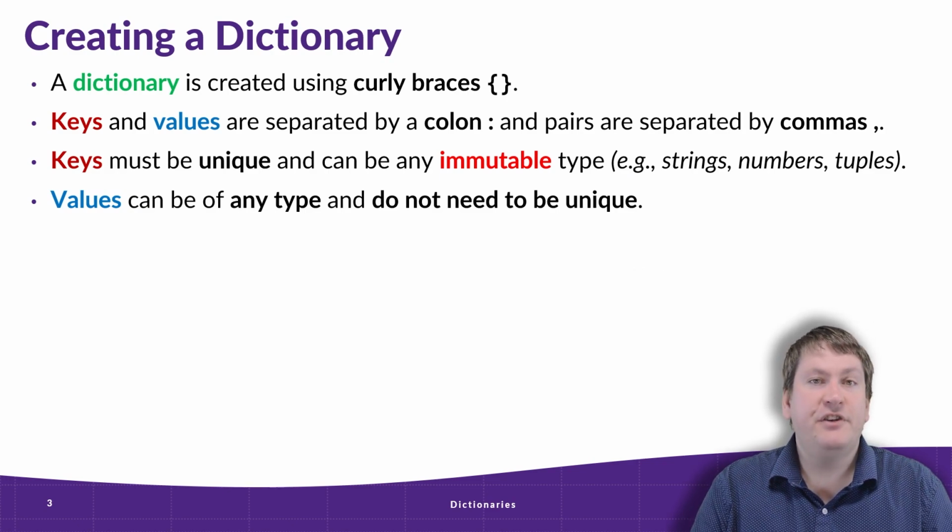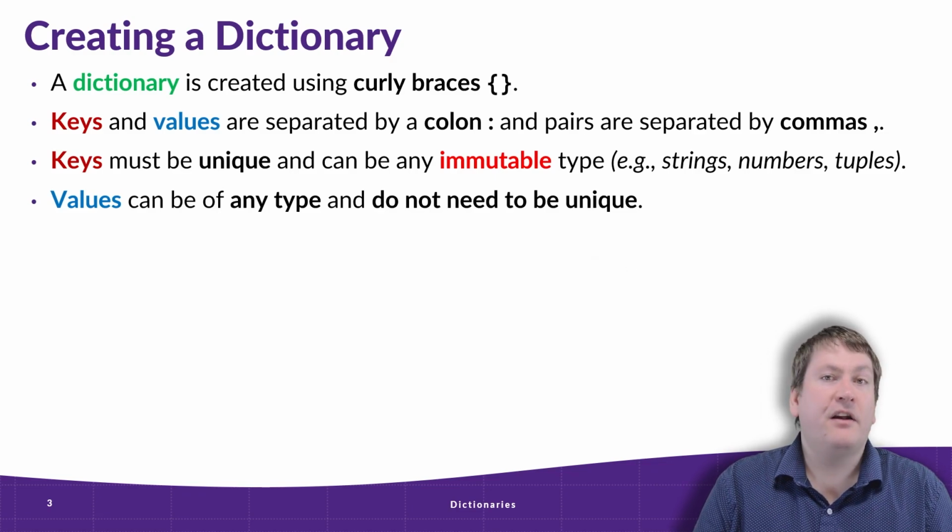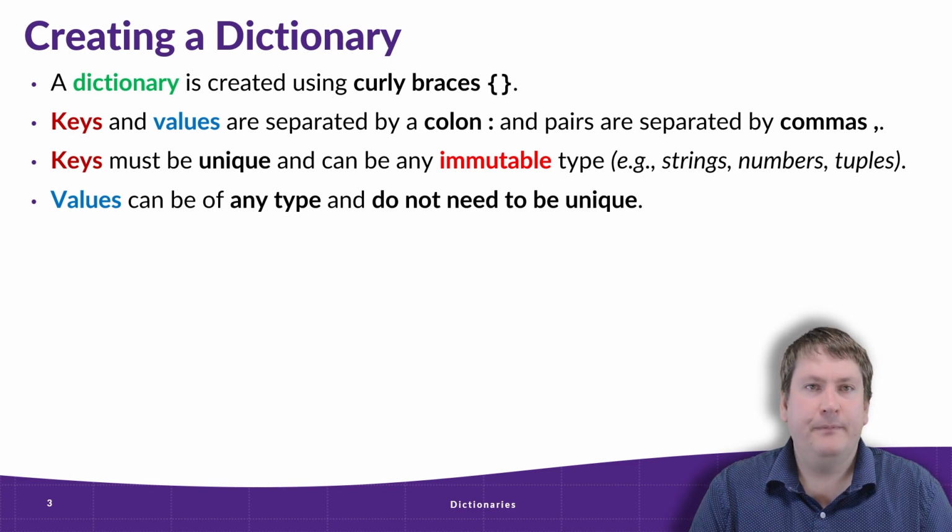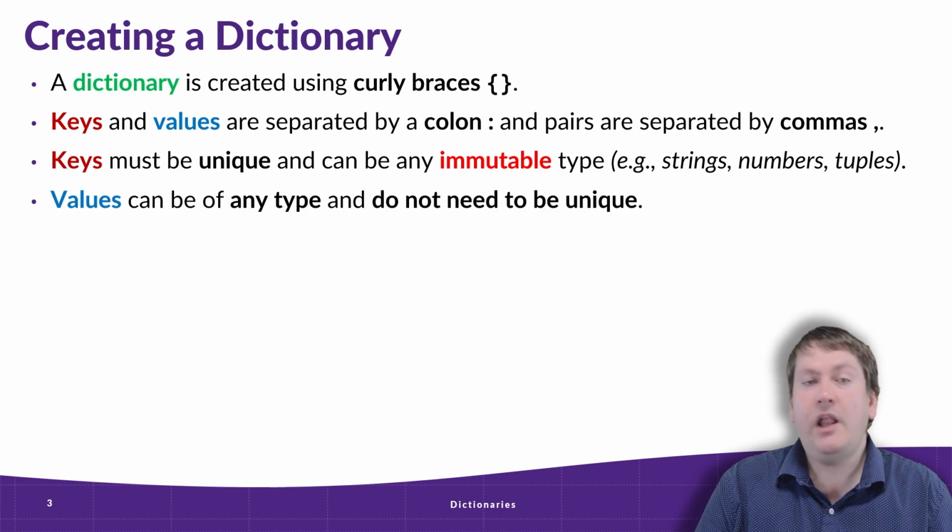We define a dictionary using curly braces, like we can see here in the first bullet point. Keys and values are separated by a colon, and pairs are separated by commas. Again, keys must be unique, and they can be any immutable type. They could be strings, numbers, and tuples, but they couldn't be something like a list, which is mutable. Values, on the other hand, can be of any type, and they don't need to be unique.